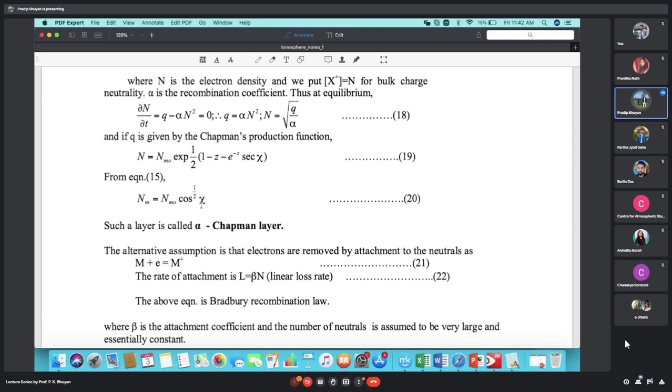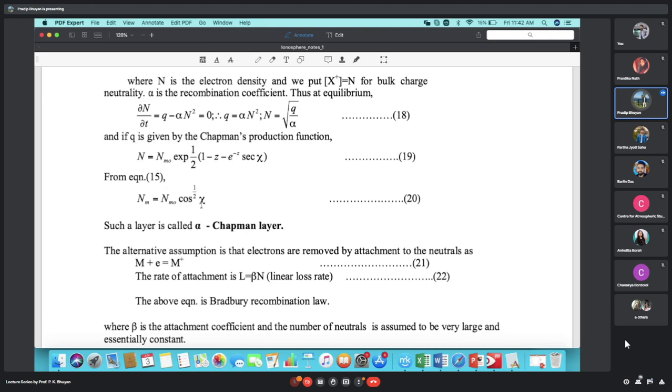That layer where recombination is dominant. Recombination by direct contact, or direct coming into contact of positive and negative ions, or you can say positive ions and negative electrons. So this layer is called alpha Chapman because you have an alpha here. You are using this Q minus alpha N square. So this is actually the production number density at any given time for the alpha Chapman layer, where Q is equal to alpha N square. Alpha is your recombination coefficient. Where you consider the loss to be only due to recombination, the Chapman layer is alpha Chapman.